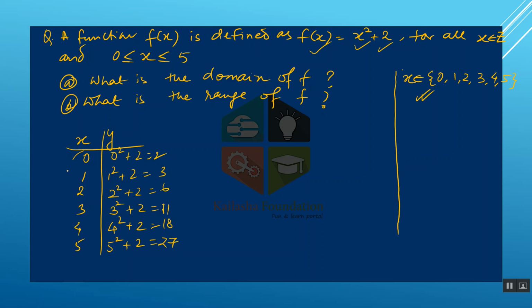So domain is this, 0, 1, 2, 3, 4, 5, and range is this. Okay. Domain is this and range is this.